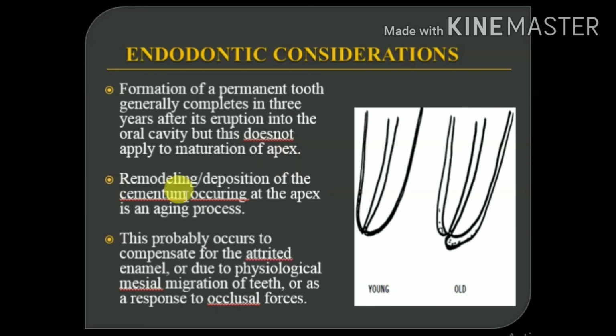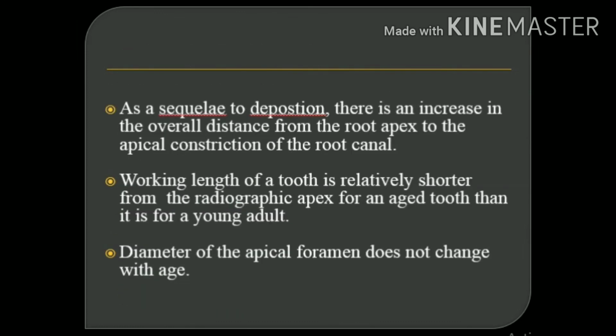The remodeling and deposition of cementum occurring at the apex is an aging process. The maturation of the apex is an aging process and occurs to compensate for the attrited enamel, or due to physiological mesial migration of the teeth, or as a response to occlusal forces. So as a sequel to deposition, there is an increase in overall distance. Now the distance from the root apex to the apical constriction of the root canal is going to increase. If there is increased deposition of cementum, then the root apex and the final apical termination, that is your minor diameter, that distance is going to increase.